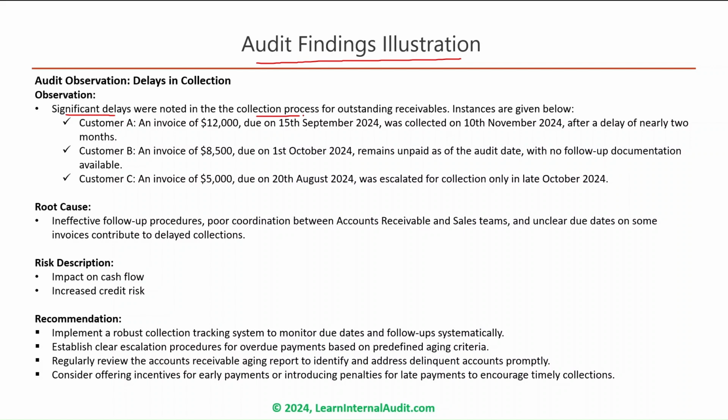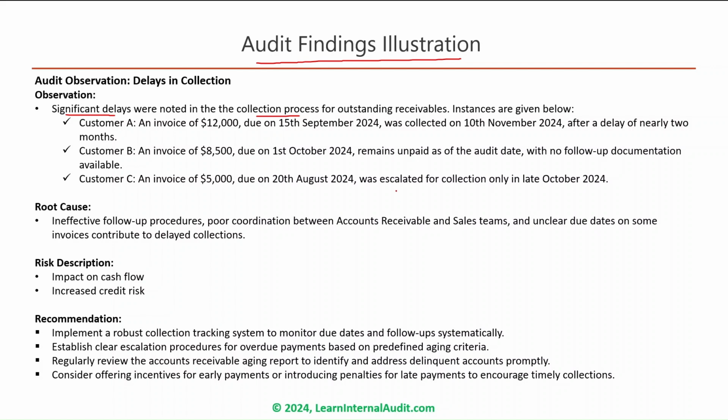Customer A invoice $12,000 due on 15 September, collected on 10 November after a delay of 2 months. Okay, customer B invoice $8,500 due on 1st October, remains unpaid as of the date of the audit with no follow-up documentation available. And customer C invoice $5,000 due on 20th August was escalated for collection only in late October 24. Now, if you remember, in the executive summary these were written in a very concise form. So we had not given these dates in the executive summary, which is now a part of the detailed report.